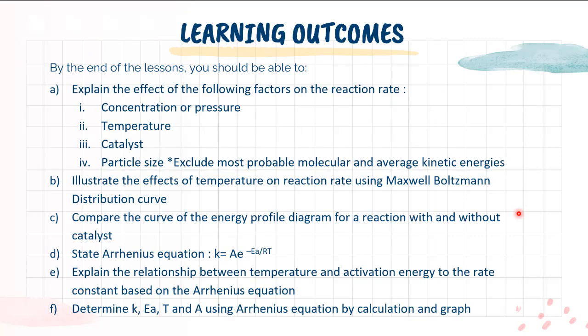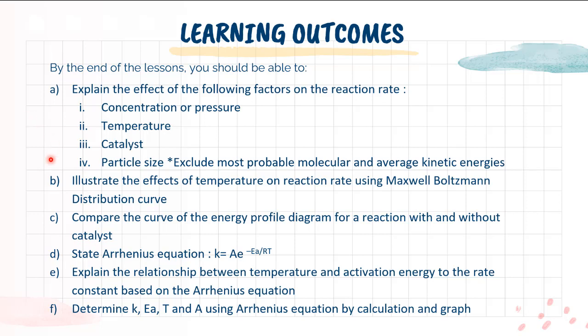Here's the learning outcome. By the end of the lesson, you should be able to explain the effect of the following factors on reaction rate, including concentration or pressure, temperature, catalyst, and particle size. Illustrate the effect of temperature on reaction rate using the Maxwell-Boltzmann distribution curve, and compare the energy profile diagram for reactions with and without catalyst.